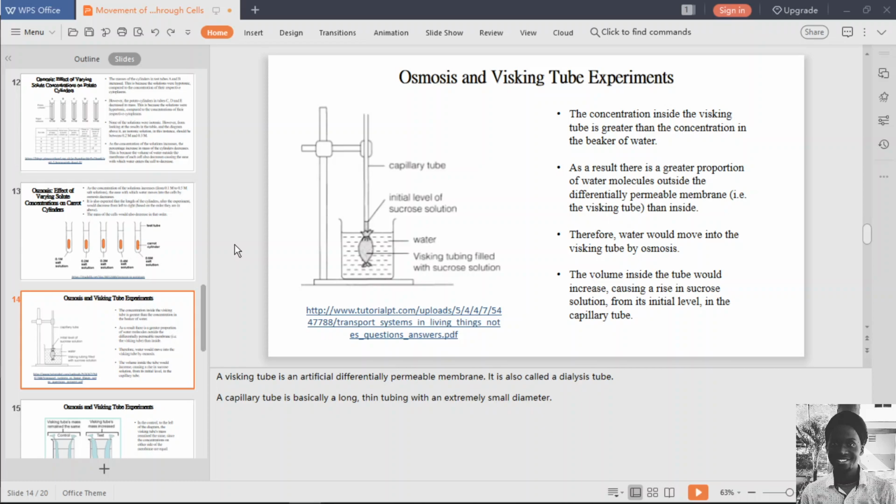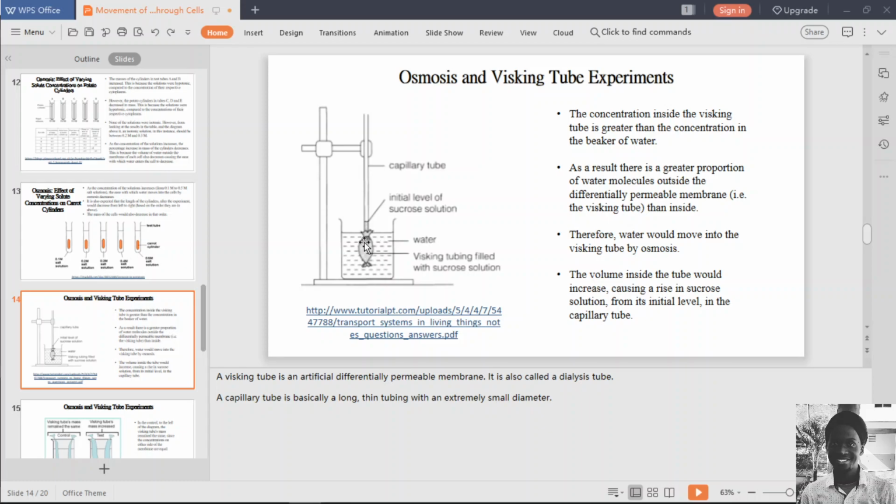The Visking tube is also called a dialysis tube. Here, this is a Visking tube. Notice that it is tied tightly here to prevent the solution inside from escaping into the water in the beaker. And on this end, it is tied to a capillary tube. A capillary tube is basically a thin, long tube. It has an extremely narrow diameter, or extremely narrow cross section. So it's tied to a capillary tube here, and it's tied here.